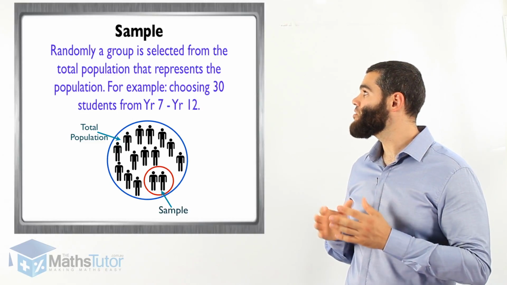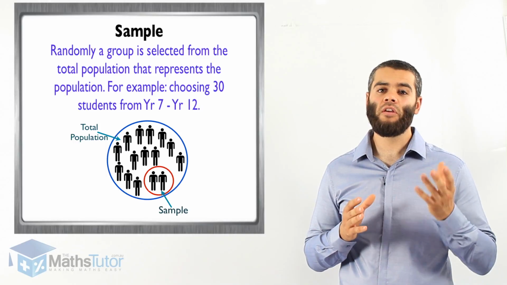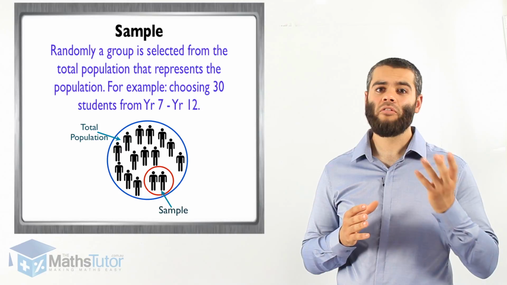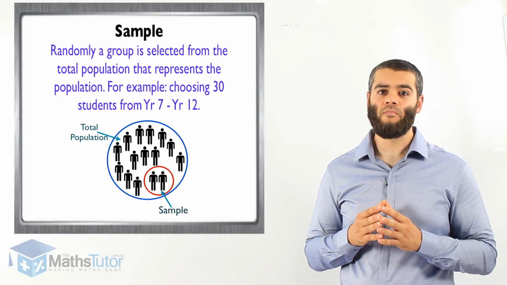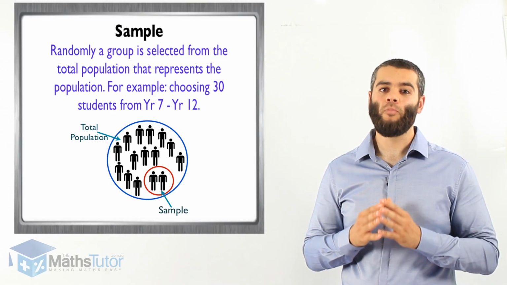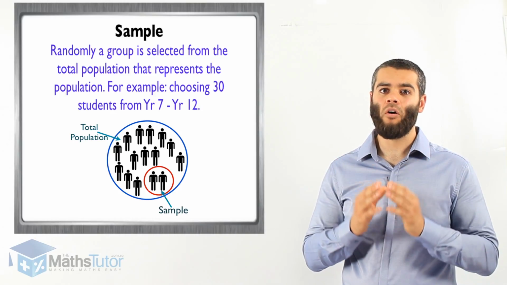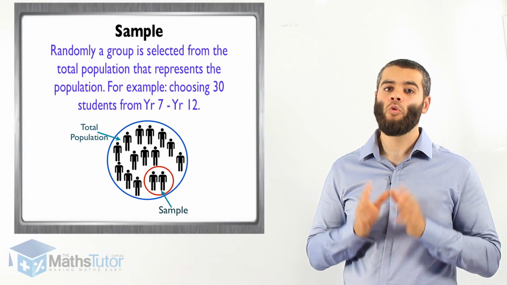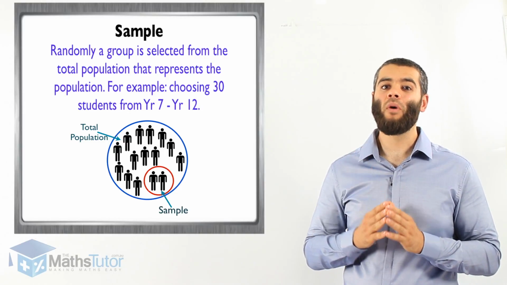For example, choosing 30 students from year 7, 30 from year 8, 30 from year 9, 30 from year 10, 30 from year 11, and 30 from year 12. So that way we choose a small group from the whole population. Now, when it comes to samples, there are 3 types. We're looking at each one by one.